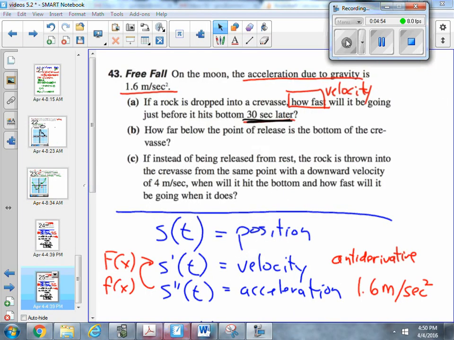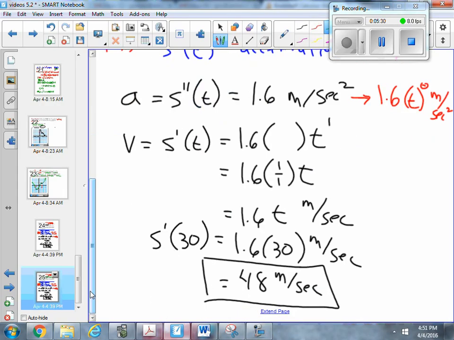Part B says, how far below the point of release is the bottom of the crevasse? Well, I know it took 30 seconds to hit the bottom of the crevasse. And where it says how far below, I'm trying to find the position function. Well, to find the position function, I may need to find the antiderivative of the velocity function. So, let's go down here.